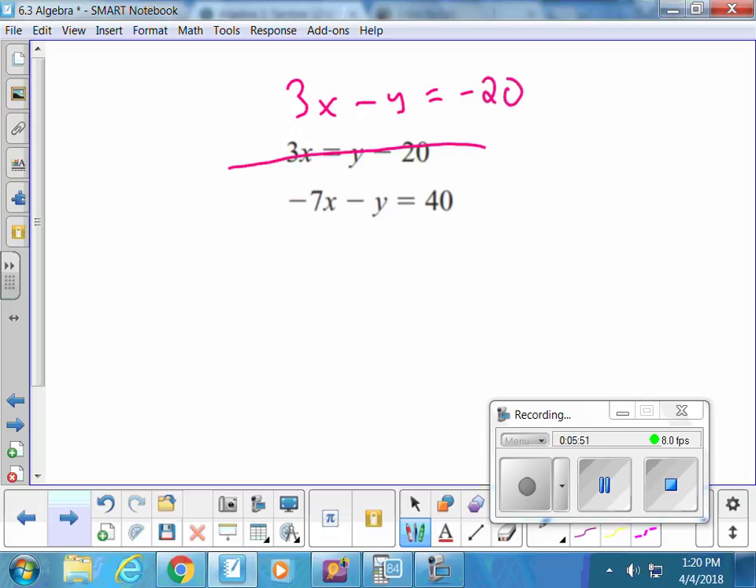Alright, we have a little bit of a predicament on our hands. If I would go to add straight down right now, would one of the variables eliminate? No, and that is a problem.